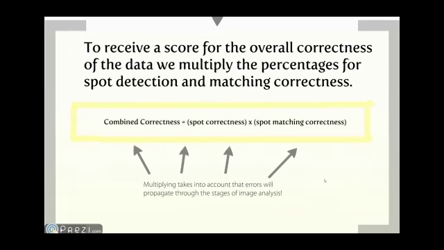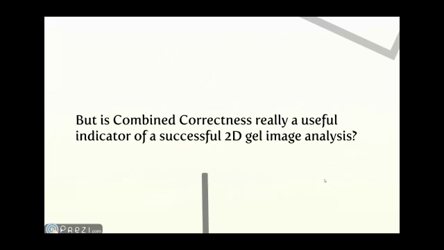So now we have a suggested metric for assessing the correctness of spot detection and matching. We're summarizing this in one parameter called combined correctness. But the key question then becomes, is this a useful indicator of a successful 2D gel image analysis?